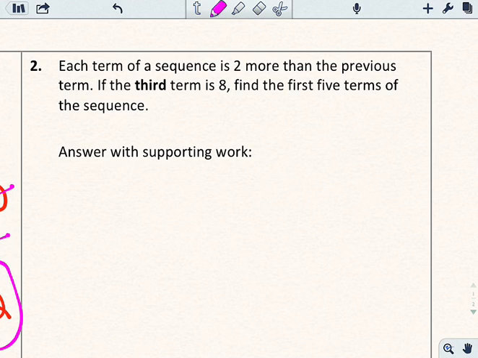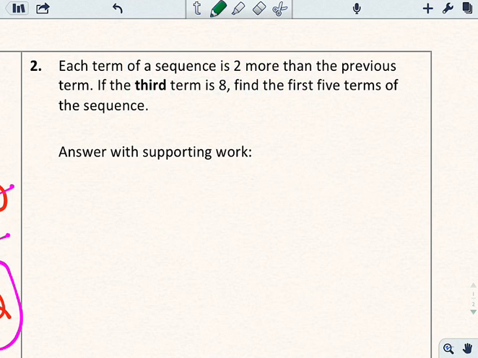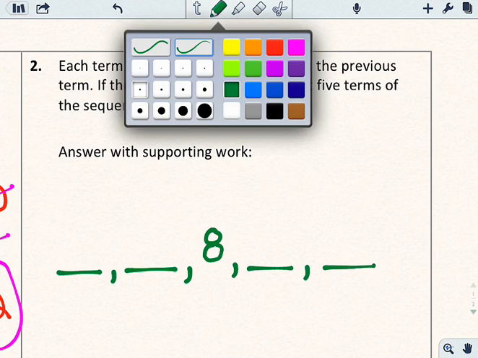Okay, so each term of a sequence is 2 more than its previous term. If the third term is 8, find the first 5 terms of the sequence. So we have a first term, which we don't know. Then we have the second term. Then we have 8 for the third term. Then we have another one, and another one. So we have to fill in this list.